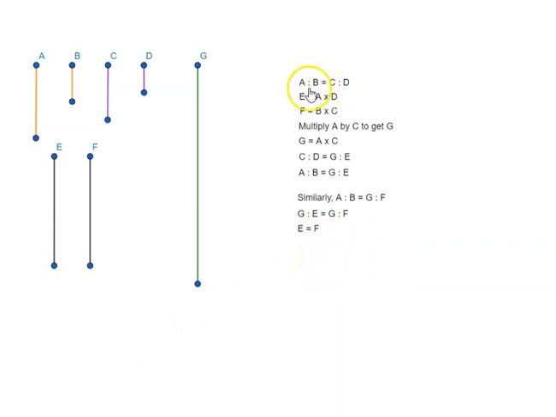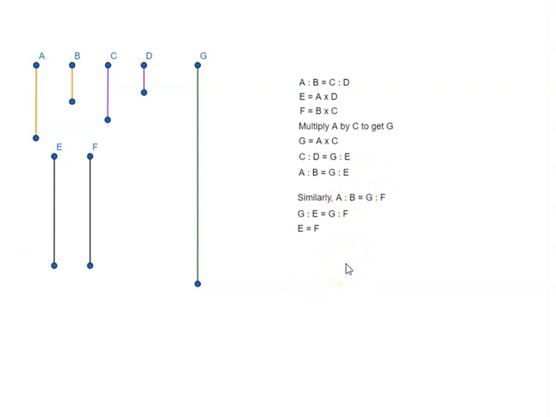So we started with four numbers proportional to each other and we ended up with their product, that is A times D is equal to B times C. Here those are nothing but E and F. So we have shown the first part.